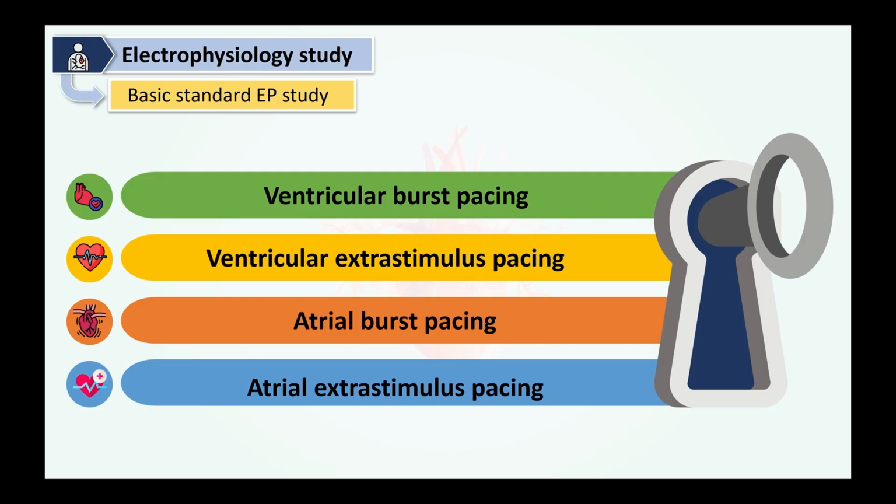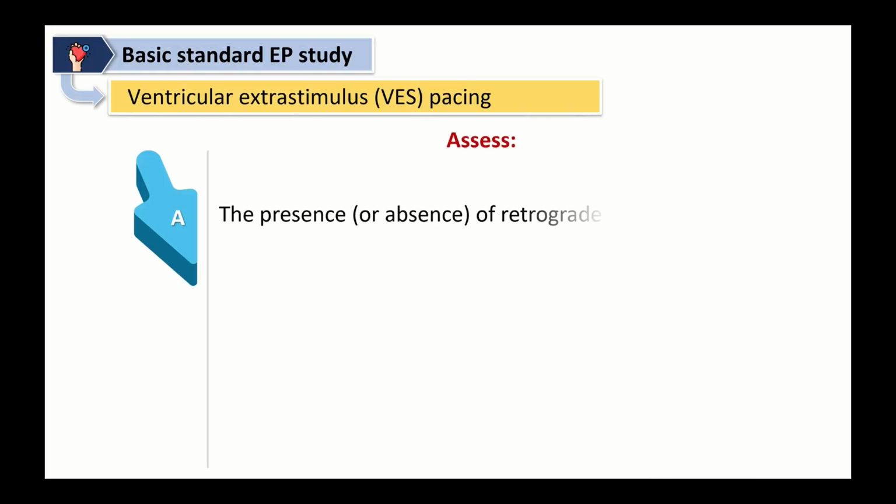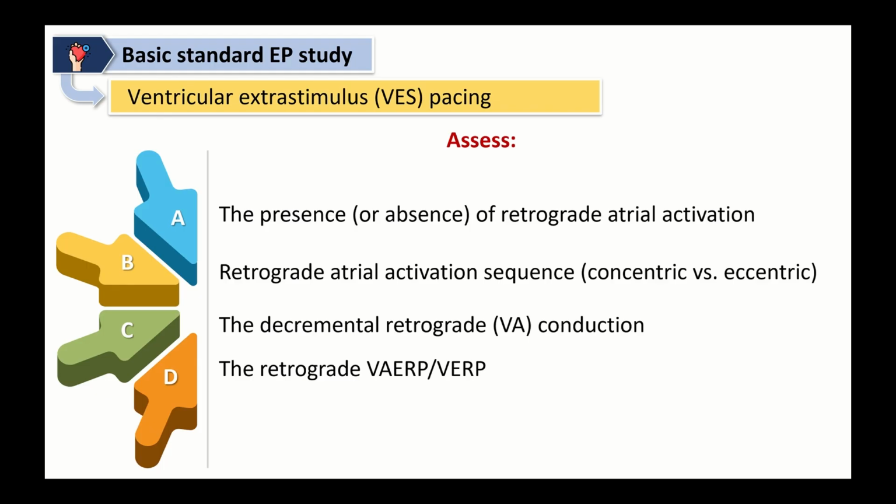Now let's see the ventricular extrastimulus pacing to assess retrograde conduction. Golden rule: when we use the ventricular extrastimulus, we have to assess retrograde atrial activation, VA conduction, yes or no, to exclude an accessory pathway. Number two, the retrograde atrial activation sequence: is it concentric or eccentric? Number three, decremental retrograde VA conduction. Finally, the retrograde VA refractory period and the ventricular refractory period.